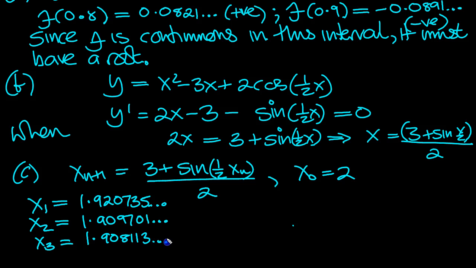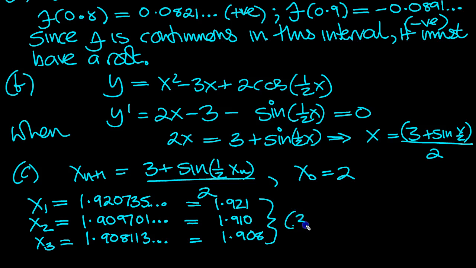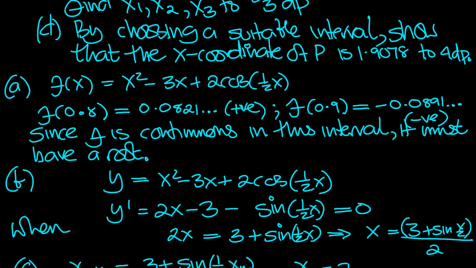Now we need to write these down to 3 decimal places, don't we? 1.921. Then 1.910, as this 9 rounds up to a 10. And then 1.908. And all of these were to 3 decimal places. Okay, that's part C, which we've done.